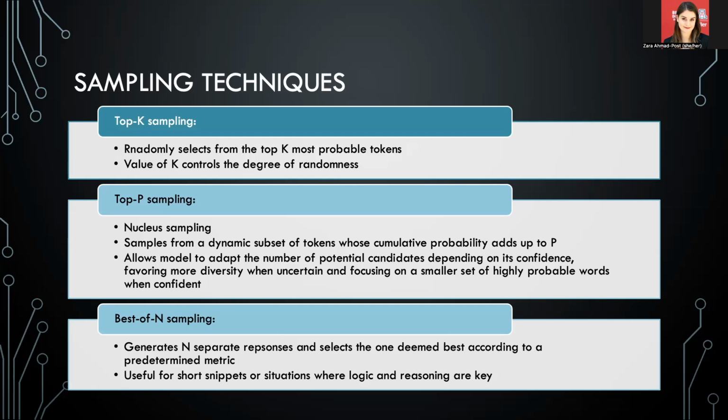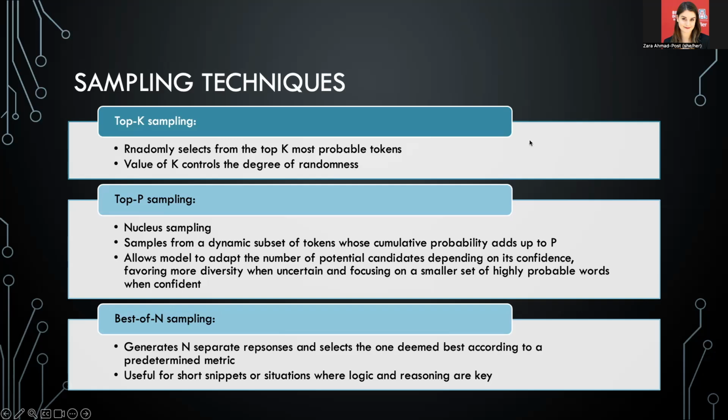Okay, so then top P sampling is going to sample from a dynamic subset of tokens whose cumulative probability adds up to P. So that's going to be looking more at the probability density function, right? And so instead of sorting by that, you're going to have the probabilities add up to some P, and then you're going to sample from that set of tokens. And that just lets the model adapt to the number of potential candidates depending on its confidence.